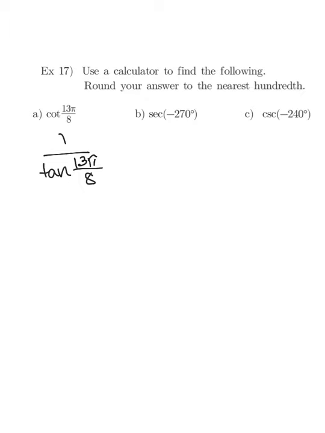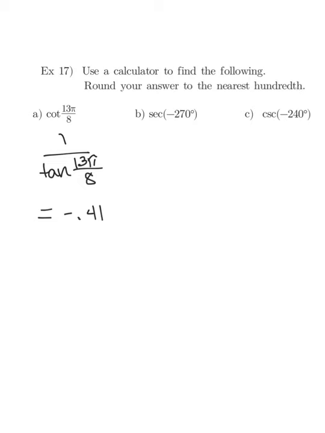So in this case, you would do 1 divided by the tangent of 13 pi over 8. And if you do this on your calculator, you should get negative 0.41 after you round to the 100th, which is the second decimal place.